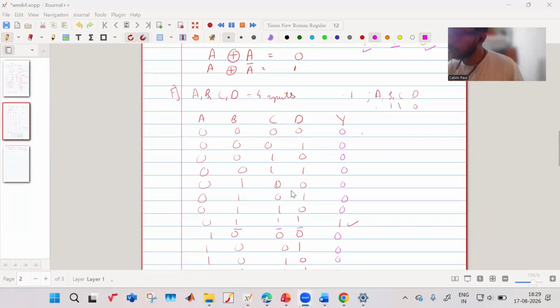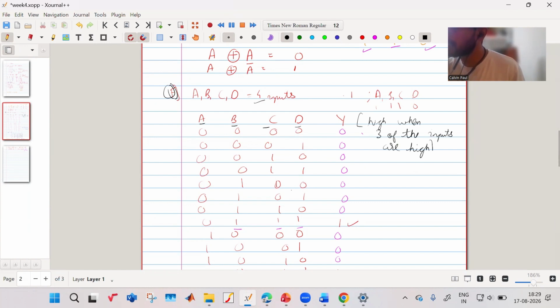So, let me tell what is the question. The question is that you have 4 inputs, right? So you have A, B, C, D. Y will be high when 3 of the inputs are high. This is the function which we want to represent. It's a Boolean function we want to represent. So Y will be 1 when 3 of the inputs are high, any 3 of the inputs.